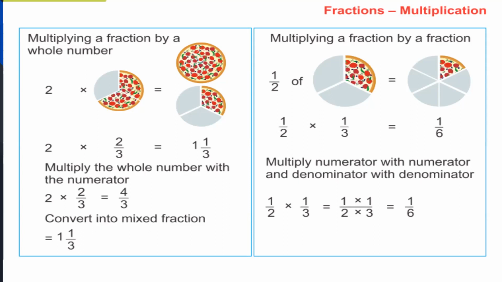And another example, on the right side: multiply a fraction by a fraction. Now we will multiply two fractions only. The first fraction is 1 by 2 and the second one is 1 by 3. So multiply the numerators, 1 ones are 1, multiply the denominators, 2 threes are 6. So the final answer is 1 by 6 when we multiply 1 by 2 and 1 by 3.